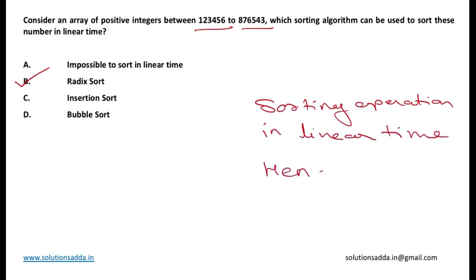Hence, what we need to do? Basically, we need to take the difference of these numbers 8, 7, 6, 5, 4, 3 and 1, 2, 3, 4, 5, 6. And since it is in range of integer, therefore radix sort will sort it in linear time.